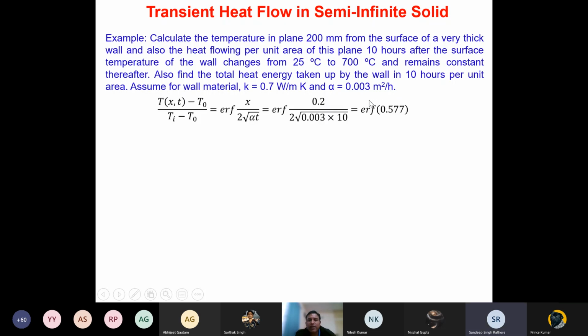So in this case, this is the equation, isn't it? Correct. Now this surface temperature is given. Calculate the temperature in a plane 200 mm from the surface. So the X value is 200 mm, so that is 0.2. Correct? Again, the time is given, 10 hours. Alpha value we already know. We can calculate X by 2 under root alpha t. That is nothing but eta. X by 2 under root alpha t is the eta. Correct? So that eta comes out to be 0.577.